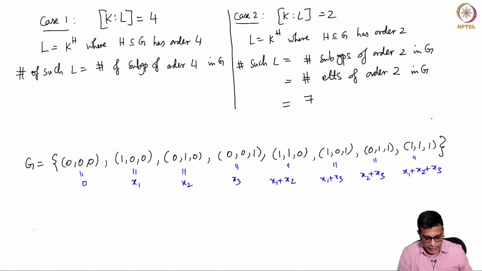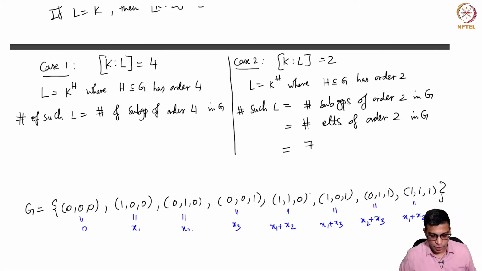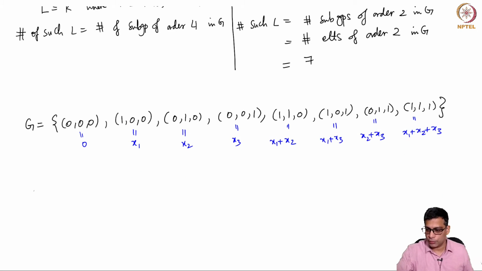Okay, so here each xi and their sums has order 2. So the 7 subgroups of order 2 are going to be generated by x1 as one, x2 as another, x3 as the third one, and so on. But what are the subgroups of order 4?